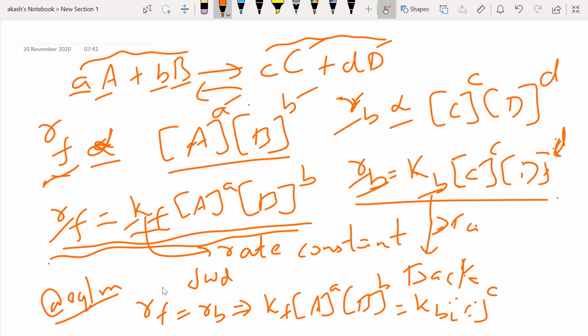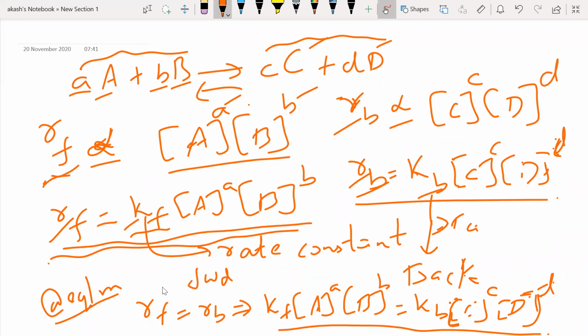Guys, please bear with this. This side alone, some problem is there. D power D. Okay, so hope you understand. This is C power C and D power D. So these two are equal now. This you remember, right? Just take it down, we'll go to the next page. So RF is equal to RB. So I just equated KF into A power A into B power B is equal to KB into C power C into D power D.